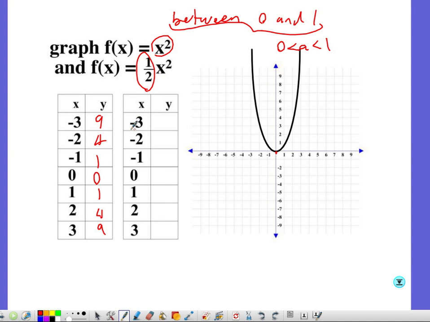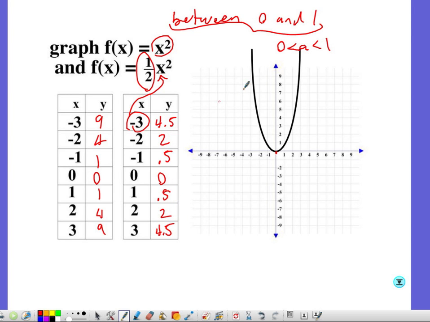So let's take each of these inputs and plug it in for x. We have 3 squared, which is basically 9. 9 times 1/2 is basically 4.5. Negative 2 squared as our input is going to be 4 divided by 2, which is 2. Negative 1 squared, which is 1, divided by 2, which is 0.5. And basically it repeats on the other side.